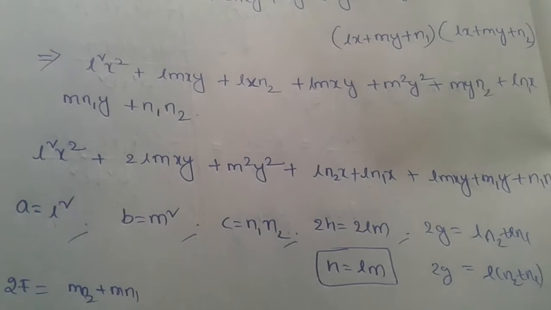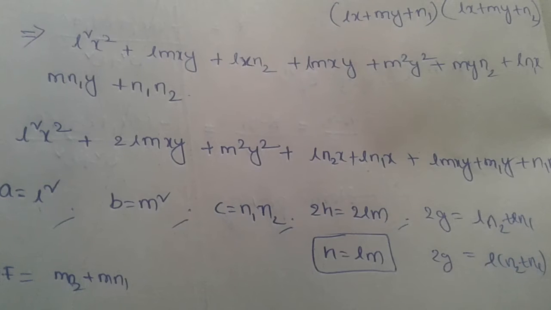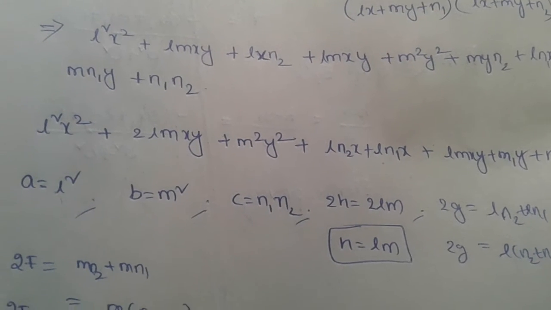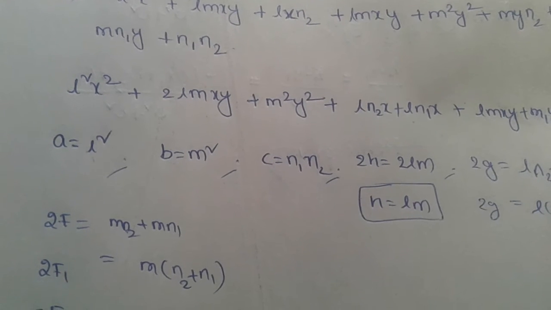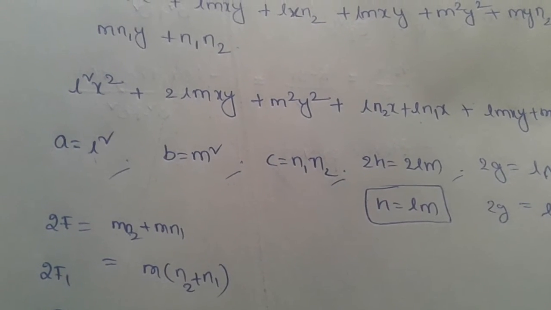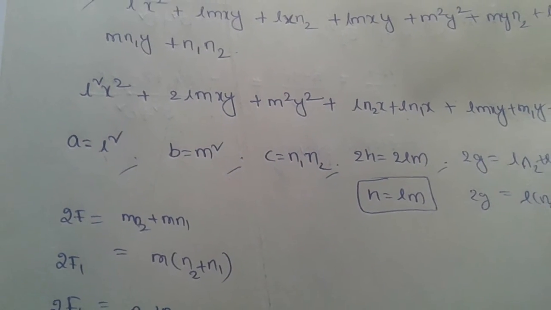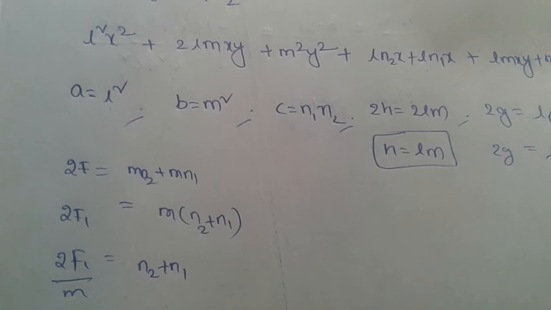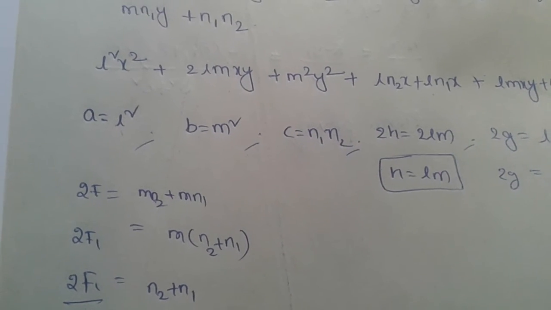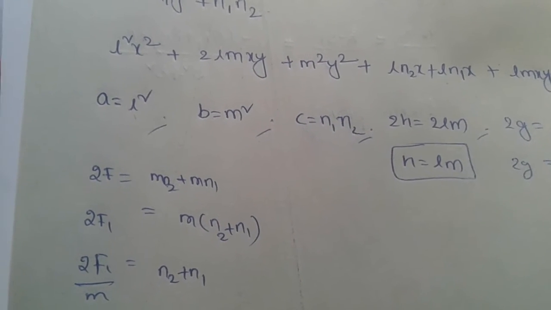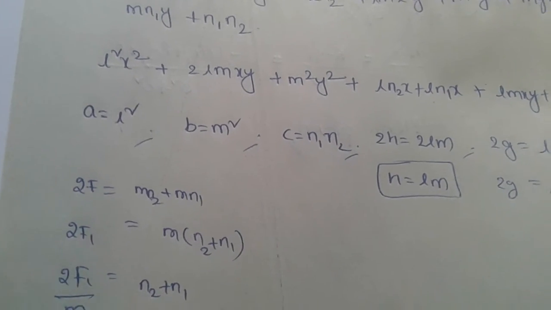2h = 2lm and 2g = ln2 + ln1, so 2g = l(n2 + n1). 2f = mn2 + mn1, so 2f = m(n2 + n1). When m is multiplying here, that side will go and it will divide, so 2f by m = n2 + n1.